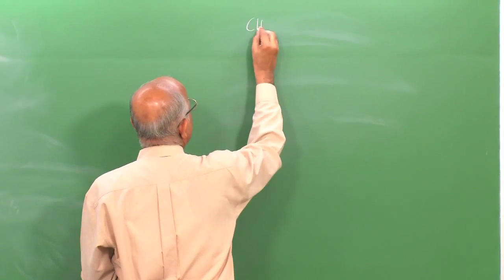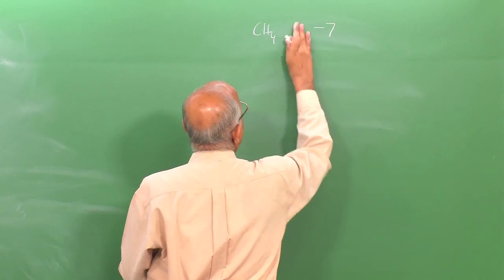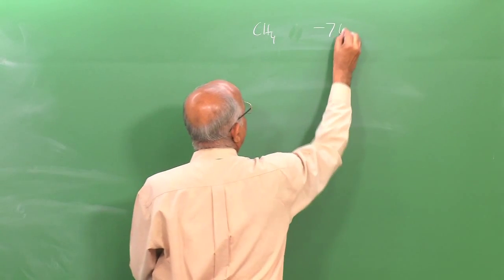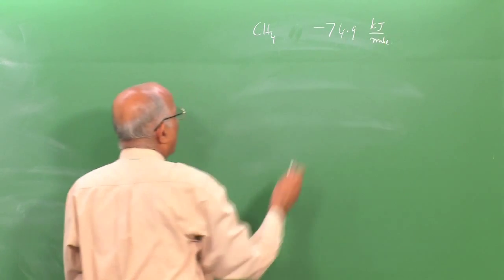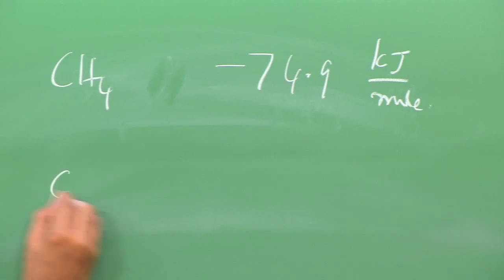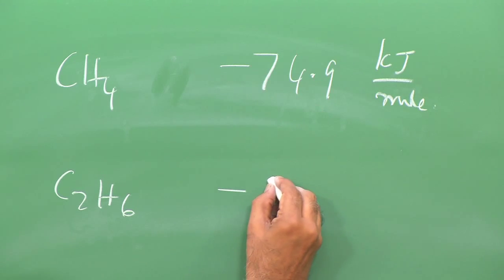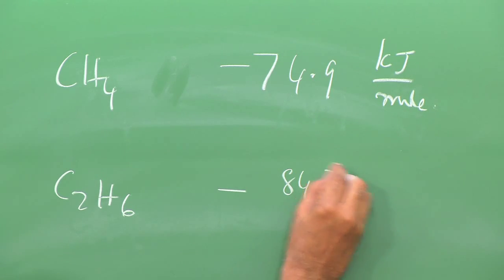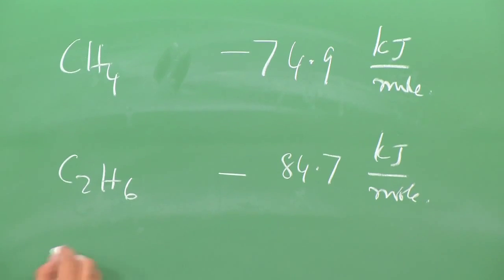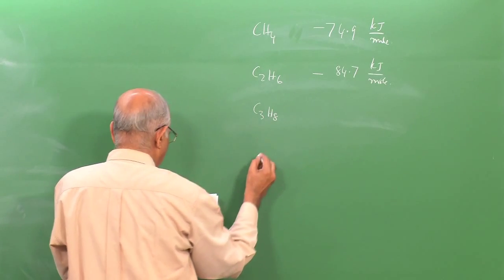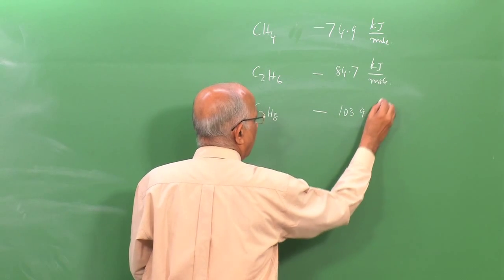Let us say I have methane, CH4. The heat of formation of methane is minus 74.9 kilojoule per mole. Therefore, we are talking in terms of energy per mole. From methane, I go to ethane, C2H6. The heat of formation is equal to minus 84.7 kilojoule per mole. I go to propane, C3H8. The heat of formation is minus 103.9 kilojoule per mole.